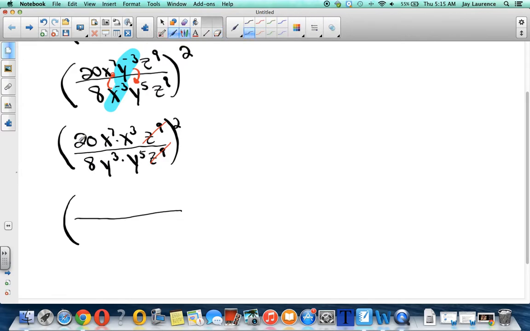Let me simplify 20/8. I think the GCF is going to be 4, and so if I divide 20 by 4, I get 5. 8 divided by 4 is 2, so I have a 5 over 2. Notice I didn't go mixed number here. Don't go mixed number. Leave it as an improper fraction.